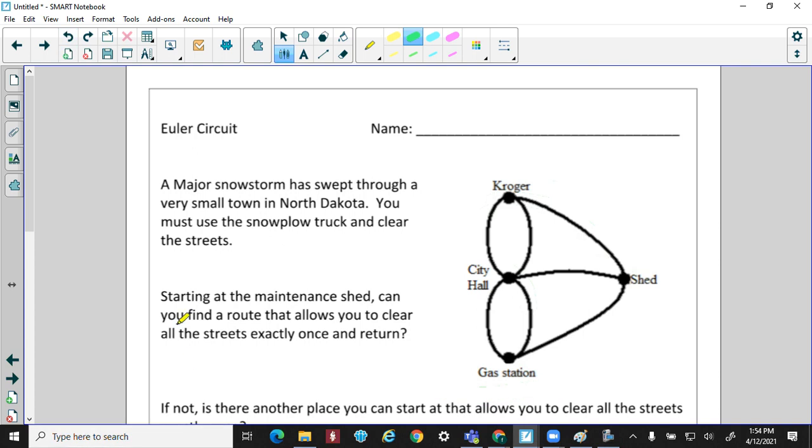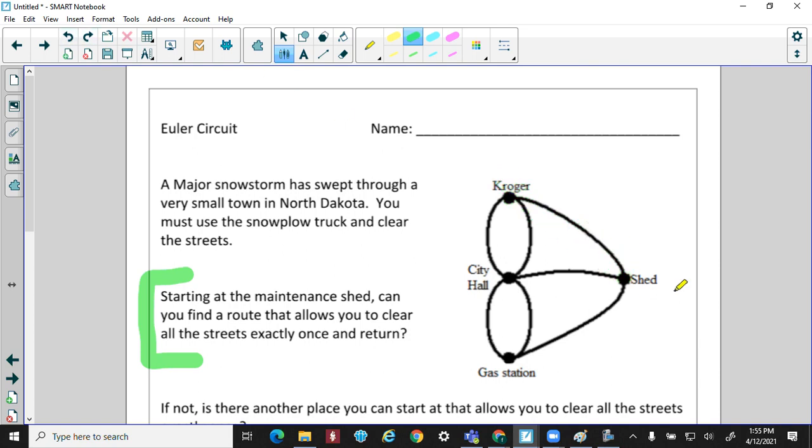Now it says, starting at the maintenance shed, you need to find a route that allows you to clear all the streets exactly once and return. So basically what that means is we're going to drive across the streets exactly one time. For example, if we started at the shed, because that's where the maintenance shed is, and went all the way to Kroger, see that street? We cannot go back. That would be against the situation.